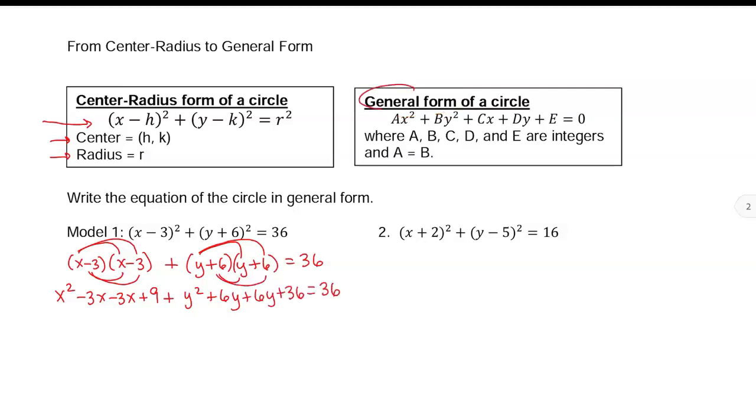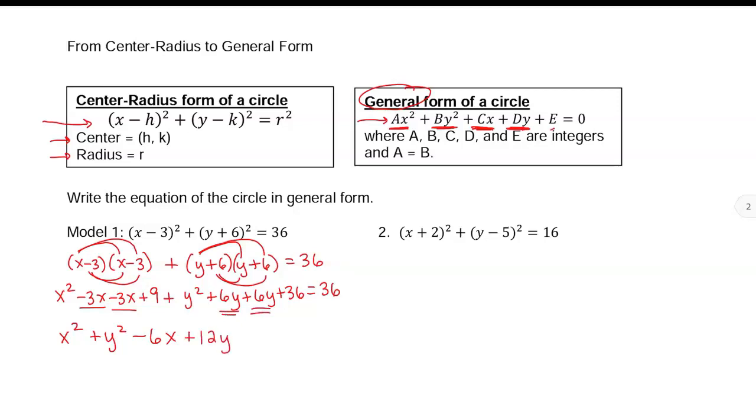Look at the general form up here. I need to list the x squared term first, then the y squared term. So let's move those out in front. X squared's out in front. Let's move y squared after x squared. The next term I need is the x to the first power. So that's negative 3x minus 3x is negative 6x. After that is the y to the first power. So that's adding 6y plus 6y is 12y.